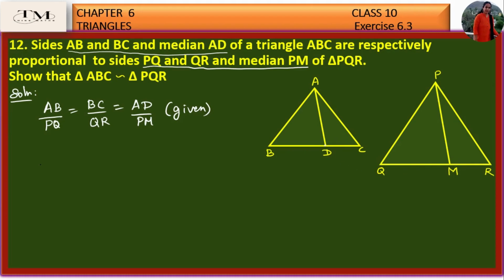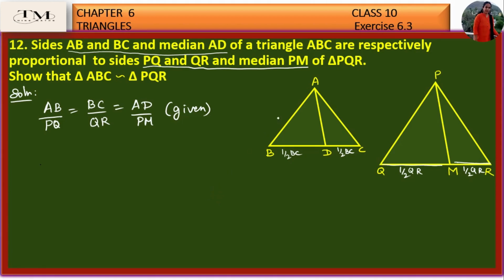So median means this D is the midpoint. So what happens? This D divides BC into two equal halves. So this will be half of BC and this will also be half of BC. So BD is half of BC. In the same way, M is the midpoint here. So PM is the median, then M will be the midpoint. So this will be half of QR and this length will be half of QR. Okay children? These two lengths. So these are the things we know.